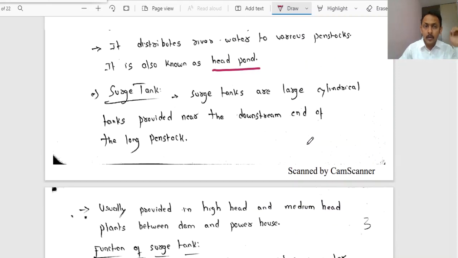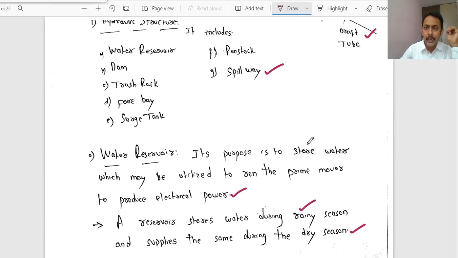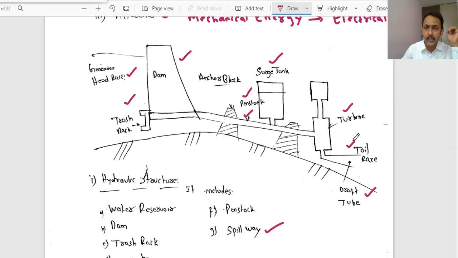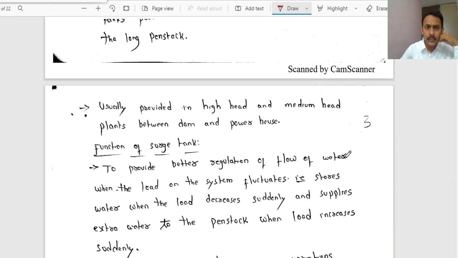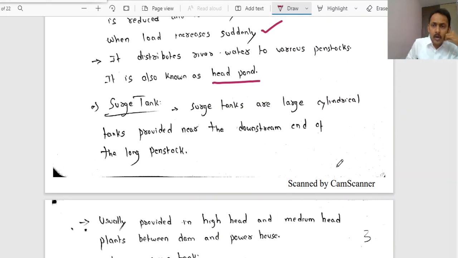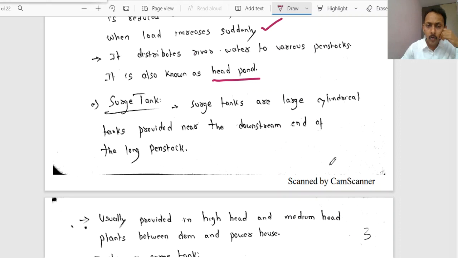Now you can observe another component, the surge tank. Here we have the surge tank. Just before connecting to the turbine, we have a surge tank, and the penstock is there. Now the purpose of the surge tank is that it is a large cylindrical tank which is going to provide a high head and medium head.